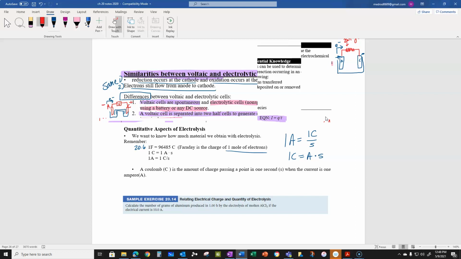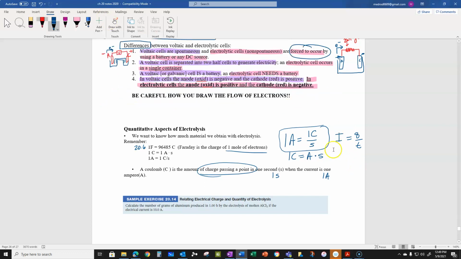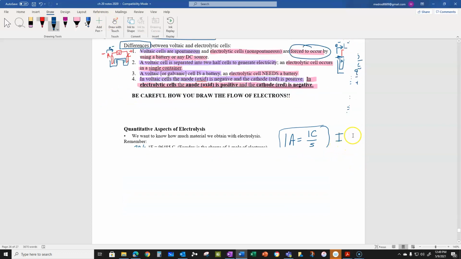So when you're doing these calculations, this is the one you get on the equation sheet. They just don't say the A, the C, and the S. It says I, Q over T instead. A coulomb is the amount of charge passing a point in 1 second when the current is 1 amp. So they're measuring this charge passing through over a period of time. Okay, let me show you how to use this. It's very simple, but I ain't gonna lie, it's a lot of steps. These are the type of stoichiometries that are long, sometimes up to 6 steps.